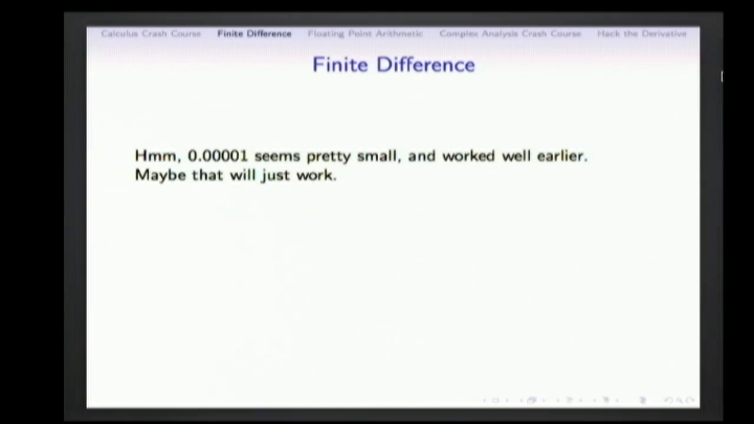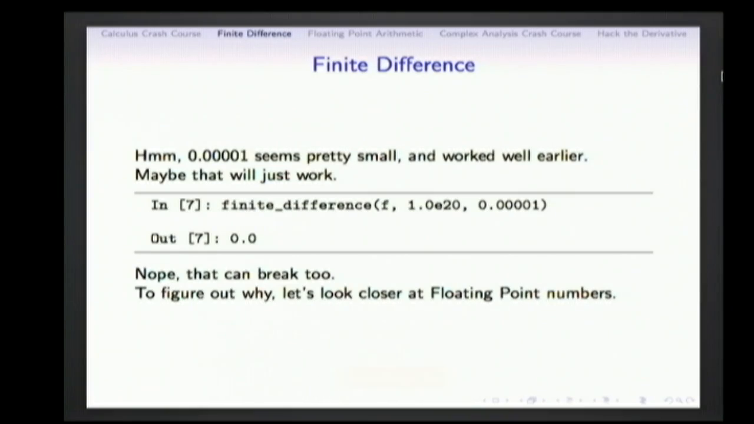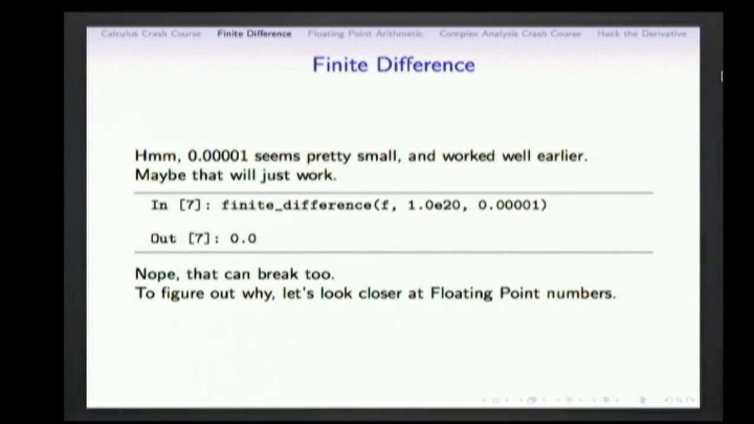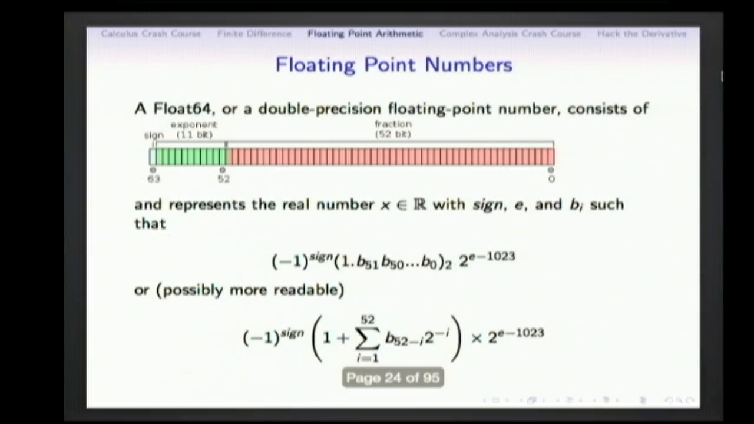This 4 zeros and a 1 behind the decimal seemed to work pretty well earlier. Maybe that'll work. Well, if we take a really big number, say we want to find the derivative at 1 with 20 zeros, a gazillion or whatever that is, and plug this in, that doesn't work either. We get 0 too. So that's breaking. To understand why that's happening, we need to dig in and understand floating point numbers a little bit better.